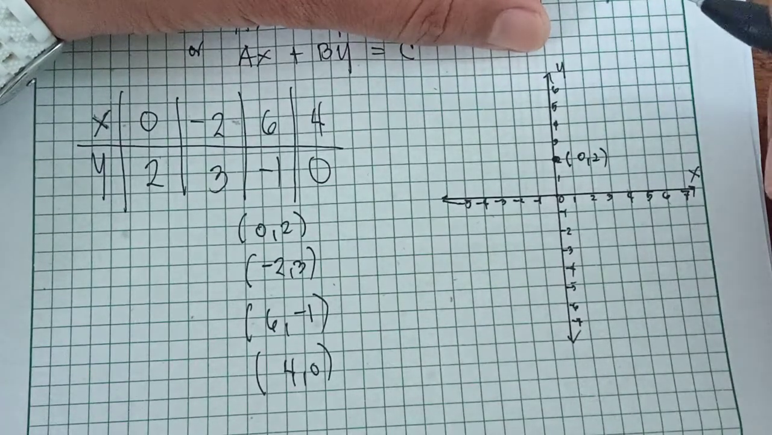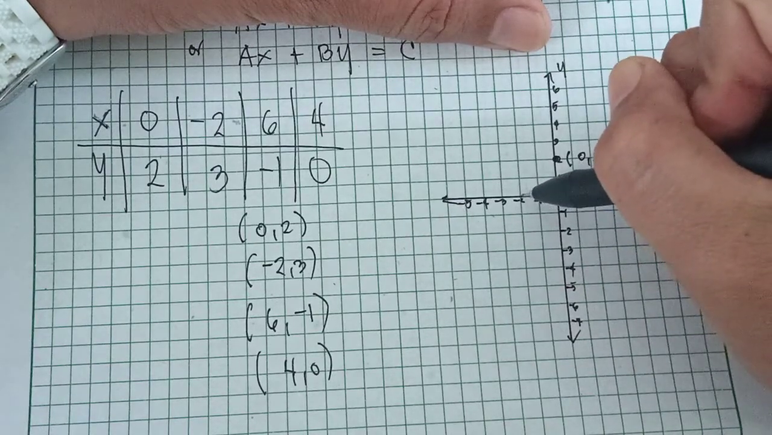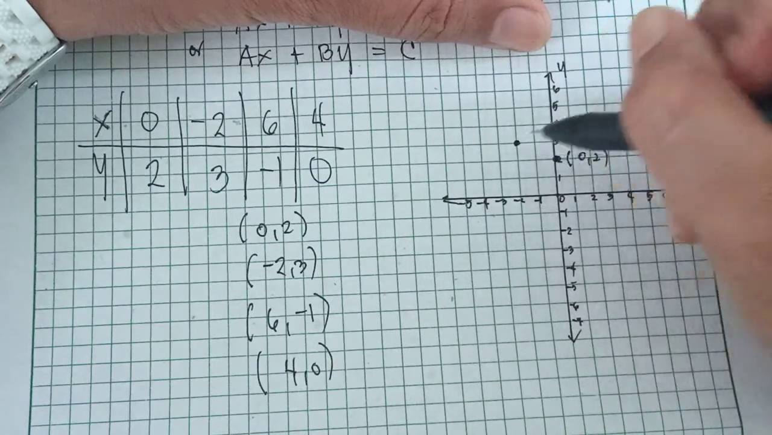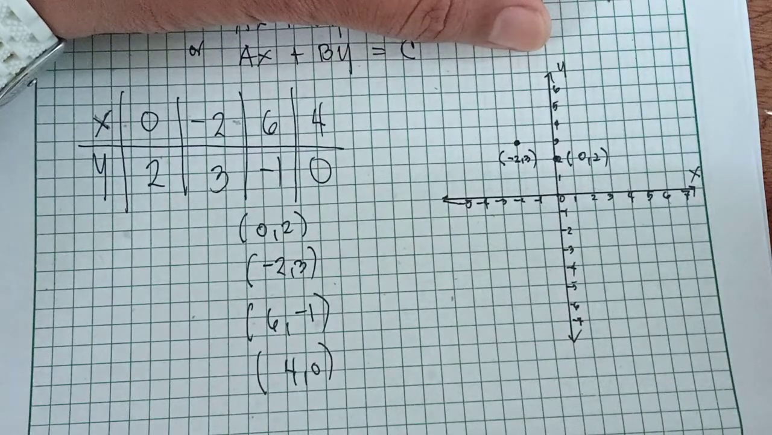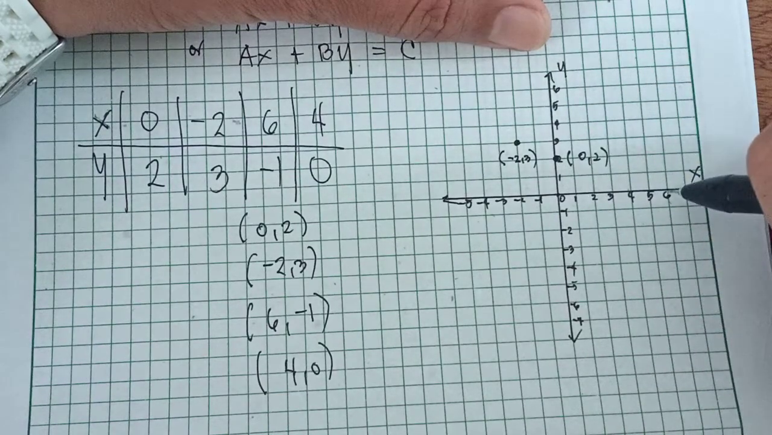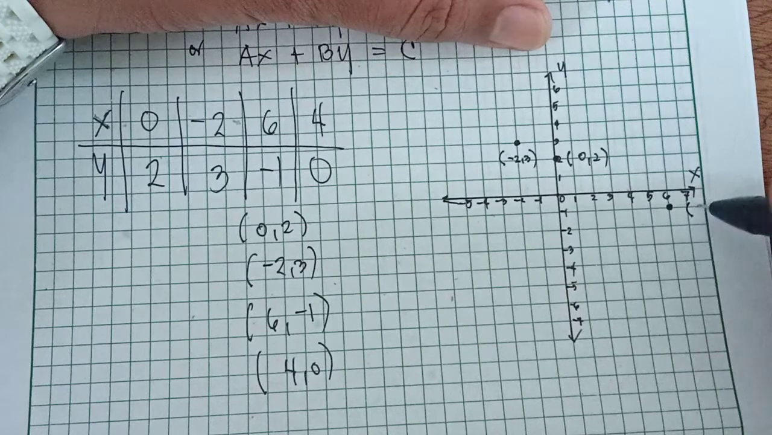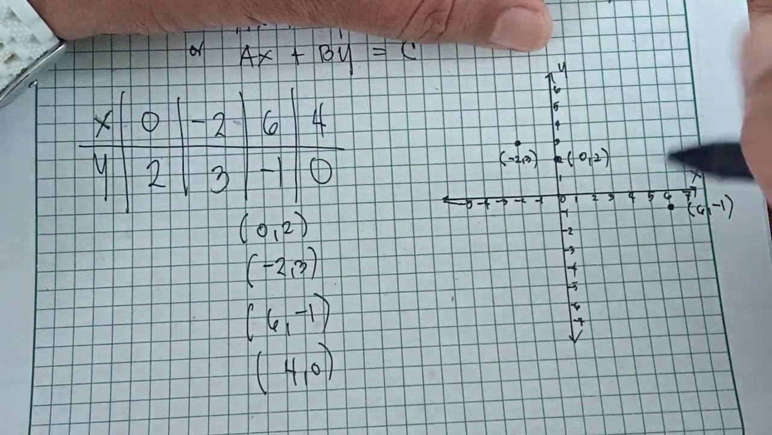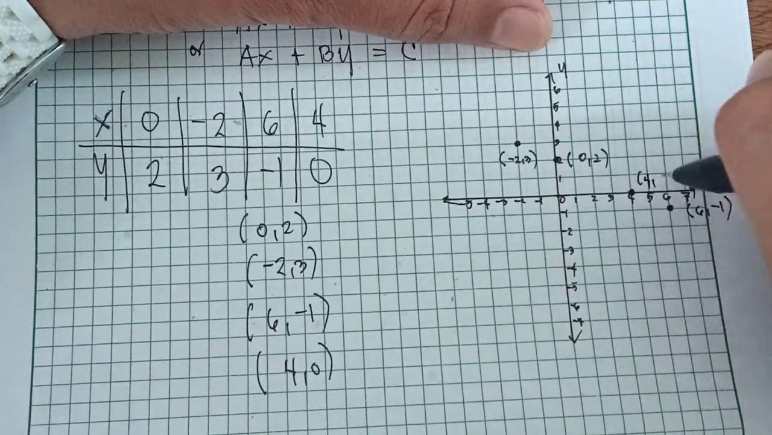Next, negative 2, 3. Negative 2 on x, positive 3 on y. Count 1, 2, 3. So, this point here is negative 2, 3. The next point is 6, negative 1. 6 on x, y is negative 1. So, this point is named 6, negative 1. And the last point is 4, 0. 4 on x, 0 on y. So, this is 4, 0.